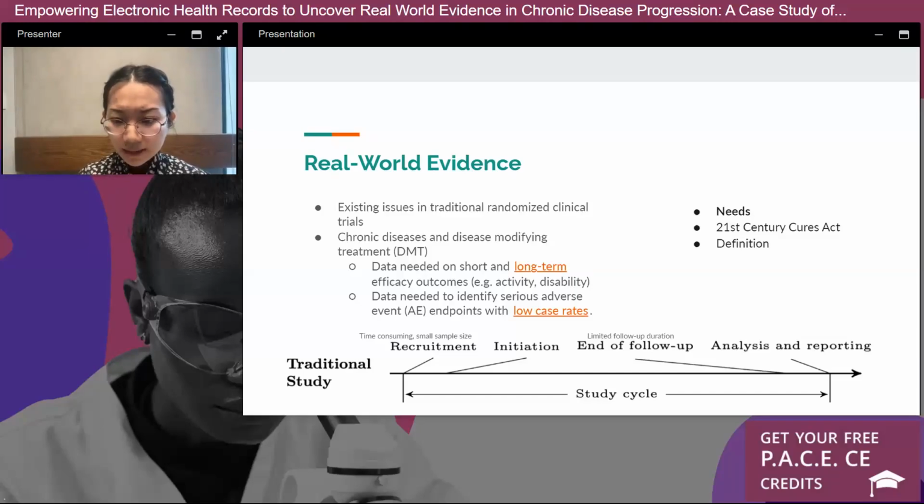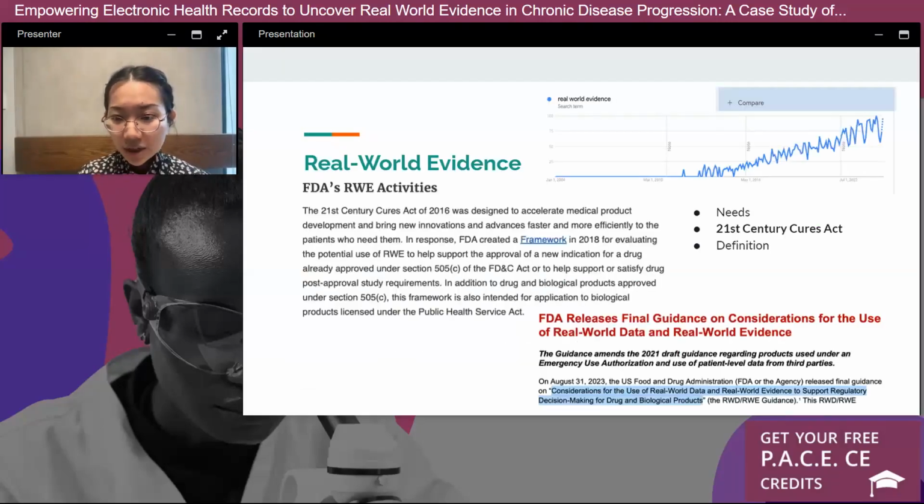So with that, the FDA created a framework for real-world evidence in response to the 21st Century Cures Act, and their framework has been continuously updated. It was updated as of 2023. The document is called Considerations for the Use of Real-World Data and Real-World Evidence to Support Regulatory Decision-Making for Drug and Biological Products.